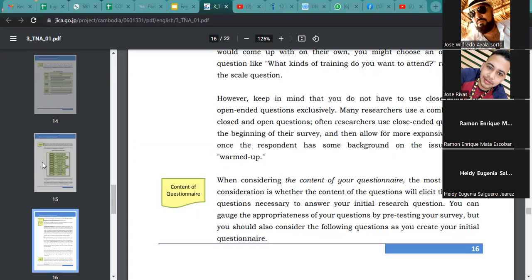When considering the content of your questionnaire, the most important consideration is whether the content of the questions will elicit the kinds of questions necessary to answer your initial research question. You can gauge the appropriateness of your question by pretesting your survey, but you should also consider the following questions as you create your initial questionnaire. Very good. What did you get from this?